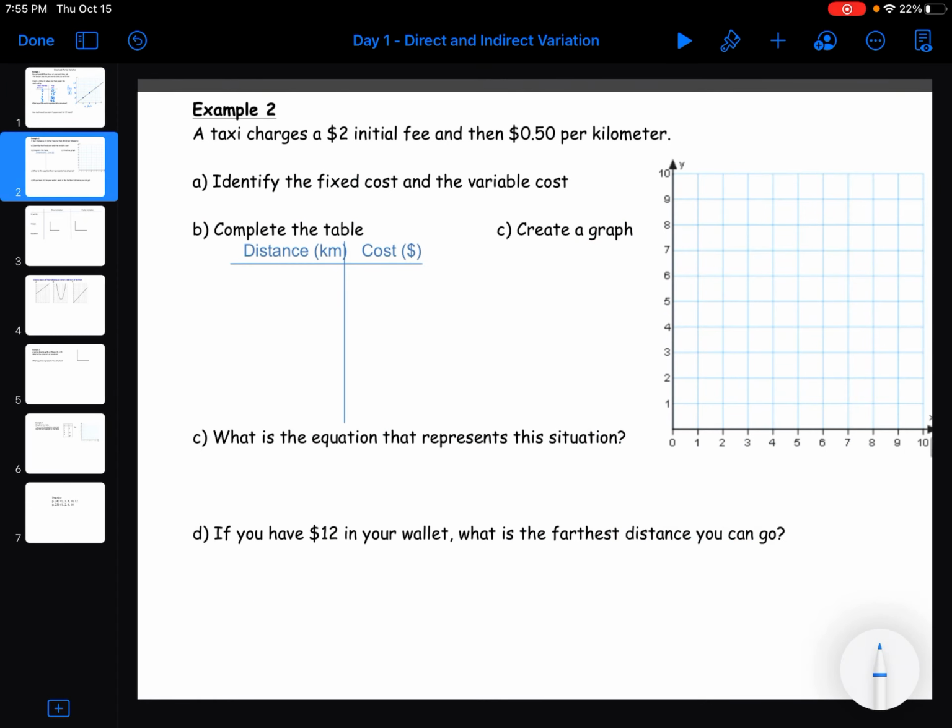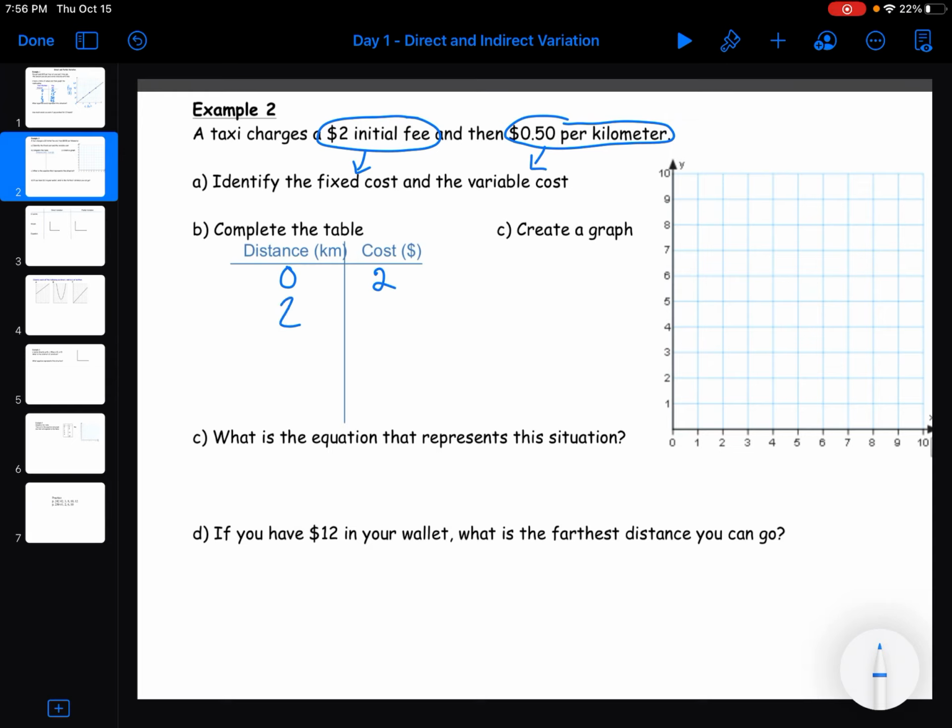Okay. Now we've got the second example. A taxi charges a $2 initial fee and then 50 cents per kilometer. Identify the fixed cost and the variable cost. Well, the fixed cost is a cost that doesn't change. That's the initial fee in this case. So that's our fixed cost. It's never going to change no matter how far we go. The variable cost is going to be the 50 cents for every kilometer, because that's going to change with each kilometer. For example, if we go 0 kilometers, it still costs us $2.